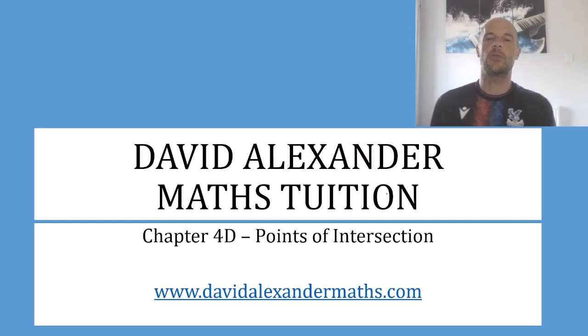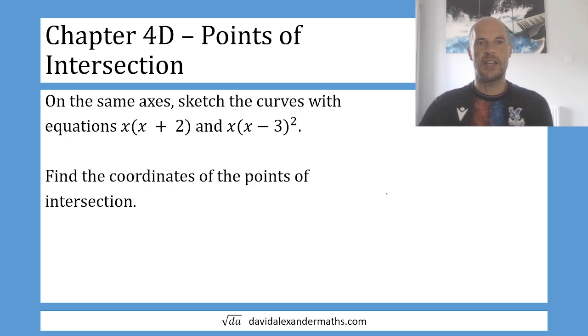This is Chapter 4D on points of intersection. So here's an example. We have been asked on the same axes to sketch two curves, x(x + 2) and x(x - 3) squared. So a quadratic and a cubic.